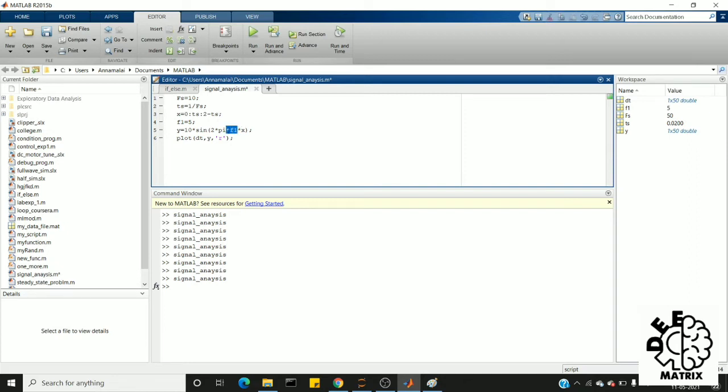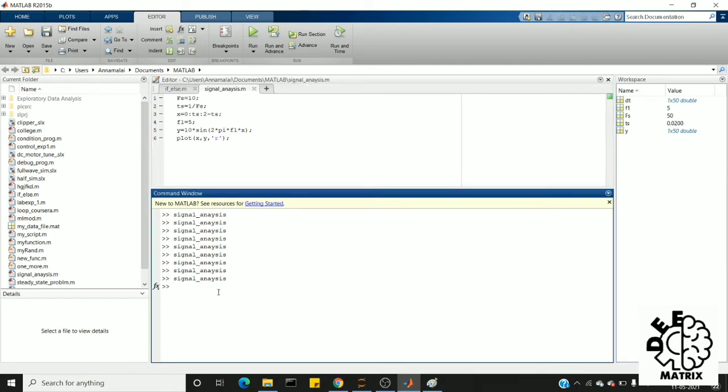The output signal would contain 5 frequency for 1 second, which is nothing but it contains 5 cycles. Pi is for the upper and lower cycles, and 2 is a parameter we have to give to the sine. So here I have plotted x and y, and this r indicates the plot would be in red color. So we'll run this. Before that, I want to show you what is the value of x.